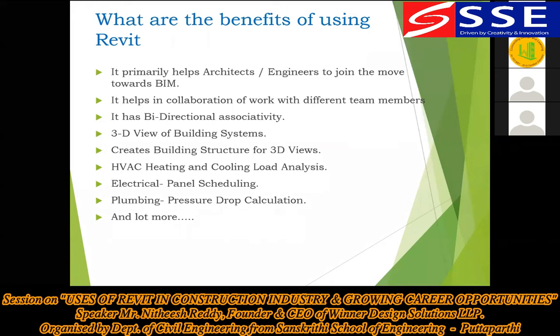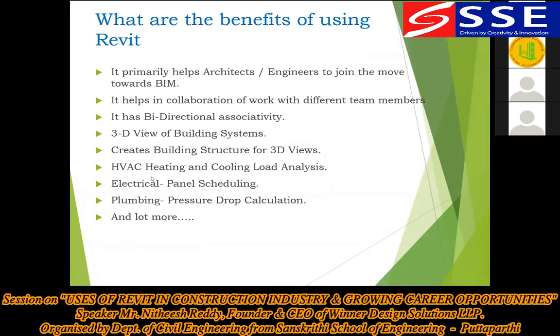associativity. So if you develop the 2D plan, it will automatically get converted into 3D. The 3D view of building systems can be represented here. Create building structure for 3D views. HVAC heating and cooling load analysis can be done. As somebody asked me, ETABS cannot give all these. It cannot calculate the heating and cooling loads. It cannot give the electrical panel scheduling. It cannot give the estimation. Estimation and costing can also be done using Revit. Plumbing, pressure drop controls, and a lot more can be done.